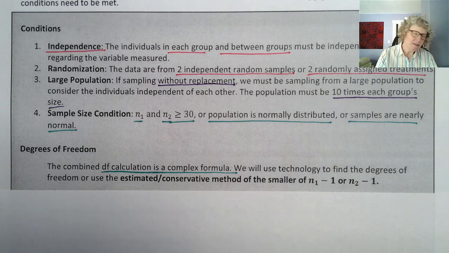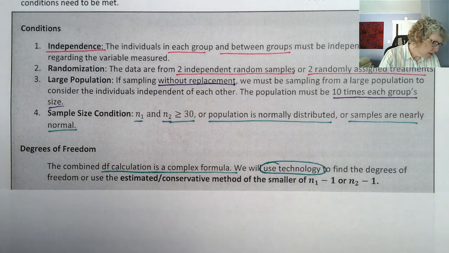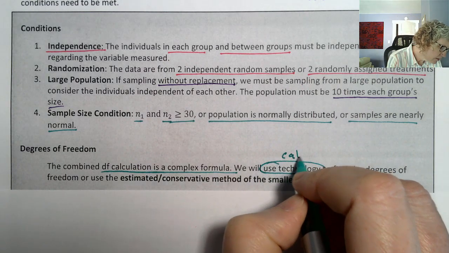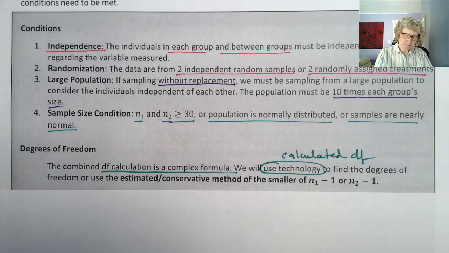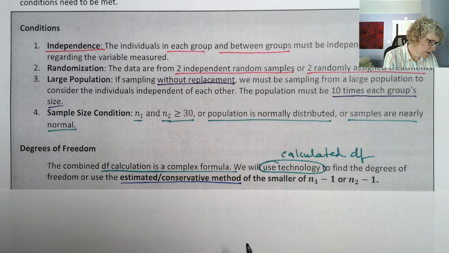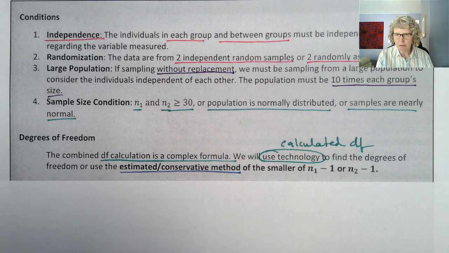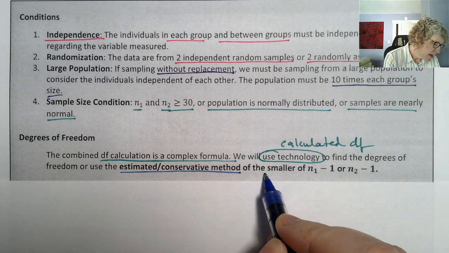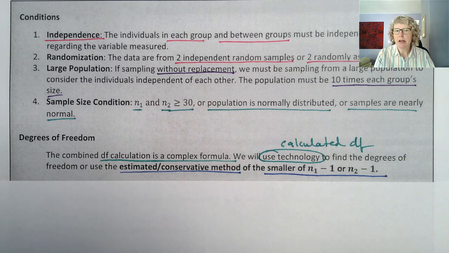So there's two different ways to do the degrees of freedom on this. One is using technology, okay, and that'll be called the calculated degrees of freedom, okay? The other way is there's an estimated or conservative method, okay? And this was used more often when technology was a little bit more complicated, more challenging, less available. So the smaller of N1 minus 1 or N2 minus 1. So the smaller of the n's and then minus 1.